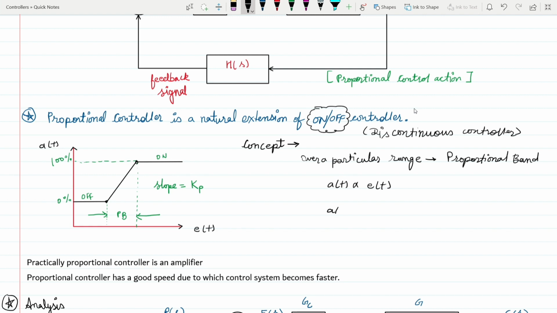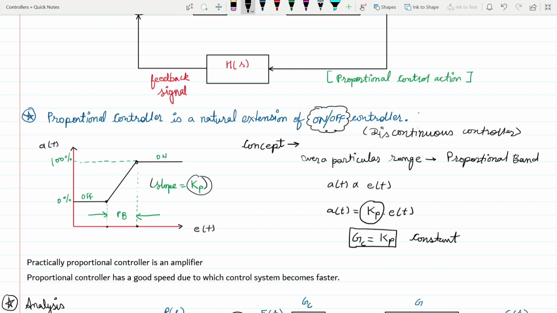When you remove the proportionality sign, you introduce a constant known as Kp, so A of t equals Kp times E of t. This Kp is what we call the controller transfer function, Gc equals Kp. This is the important part for the proportional controller: the controller transfer function Gc equals Kp, where Kp is a constant. With the graph, in this proportional band from here to here, A of t is proportional to E of t, and the slope of this line is given by Kp. So Kp is just the magnitude of the slope of this line, and this particular range is known as the proportional band.